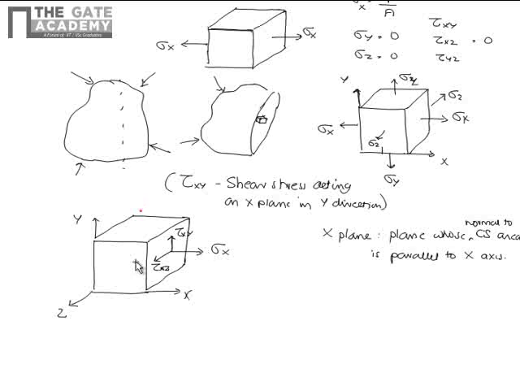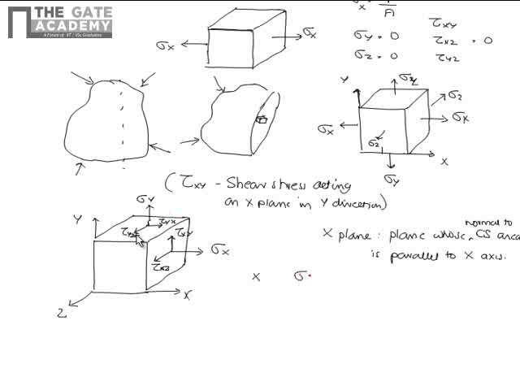Similarly, we will see the y plane here. The normal stress acting will be sigma y. What will be the shear stress acting here? Shear stress will be tau yx, because it is acting on the y plane and in the x direction. The other shear stress will be tau yz, because it is acting on the y plane and the direction is z direction. Therefore, we have three stresses acting on each plane.